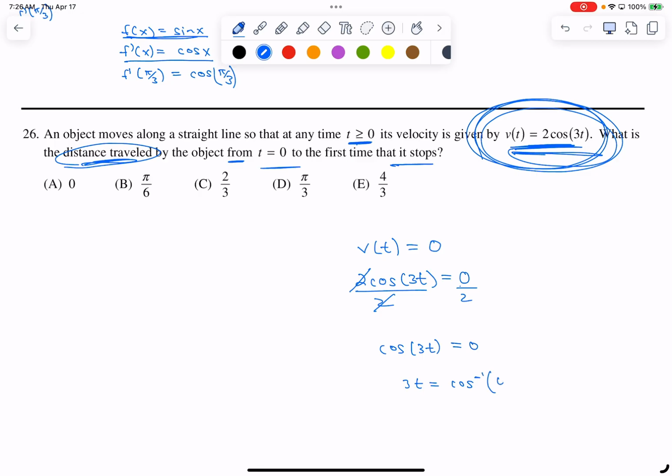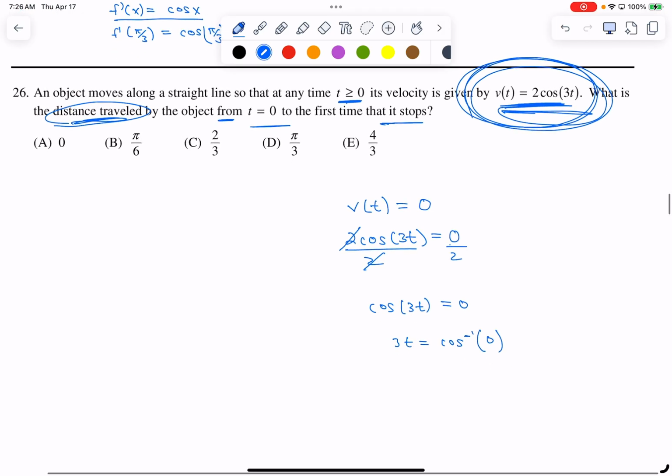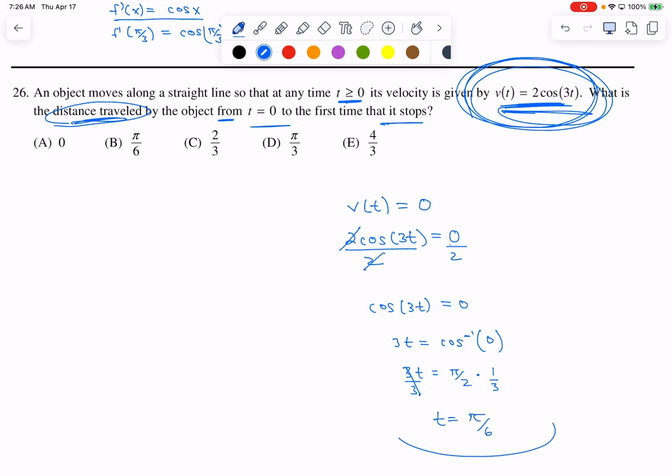All right, we want the first place. So what's the first place cosine equals 0 on the unit circle? Pi over 2. So we get 3t is equal to pi over 2. Divide by 3. If you divide by 3, it's the same thing as multiplying by 1/3. So what do you get? What's the first value? Pi over 6.